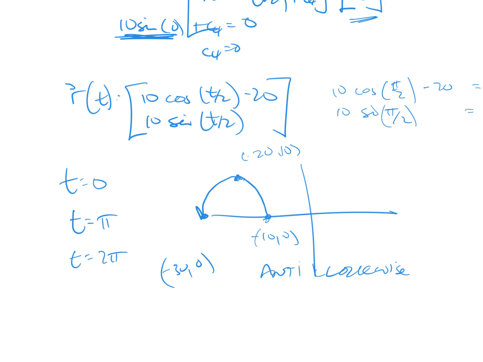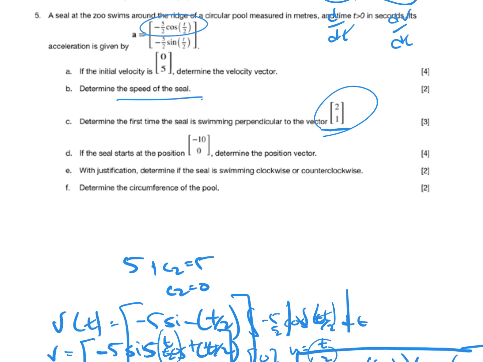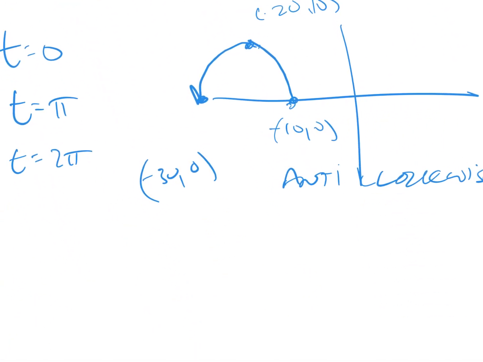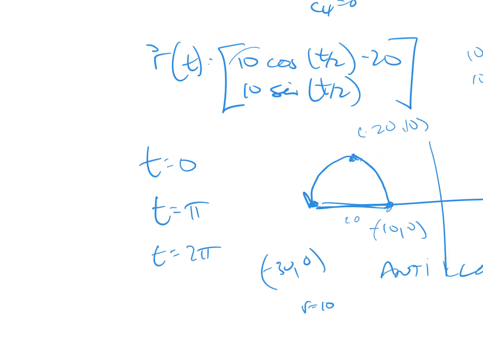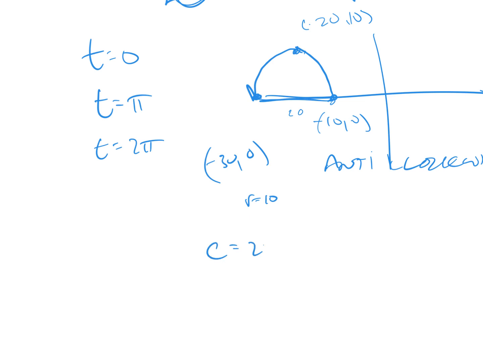Okay, the last part of this problem is asking us finally to determine the circumference of the pool. Well, I can see from here that the diameter is 20, so the radius is going to be 10. I can also get that from the equation, which tells me the radius. So circumference is equal to 2 pi r, so 2 pi times 10, and so I get 20 pi is the circumference of their pool.